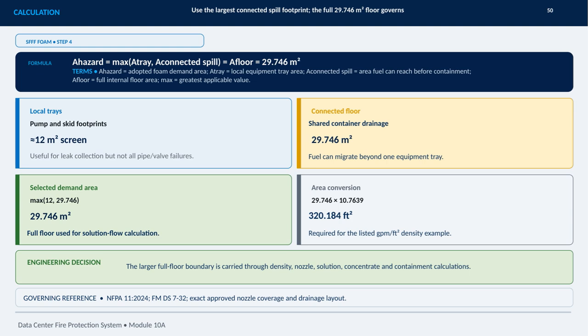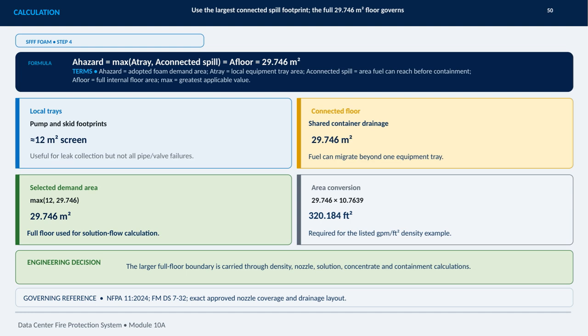Because the fuel can migrate through shared container drainage and across the connected floor, the adopted area is the full internal floor area, 746 square meters. In formula terms, the hazard area is the maximum of the tray area and the connected spill area, which here equals the floor area. That selected value is carried through the density, nozzle, foam solution, concentrate, and containment calculations.